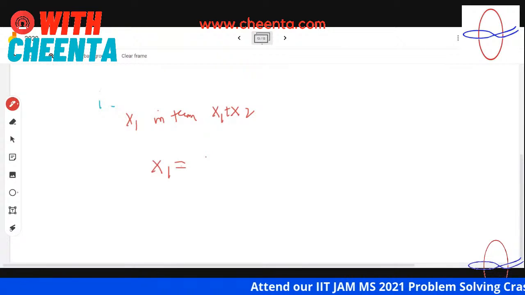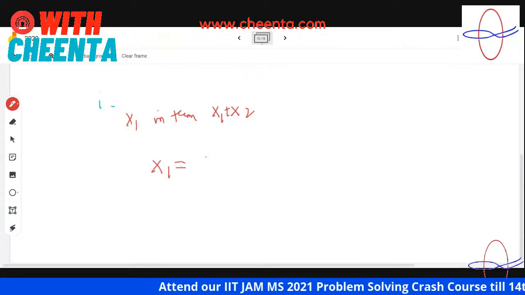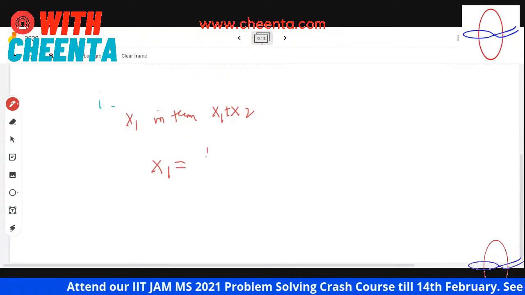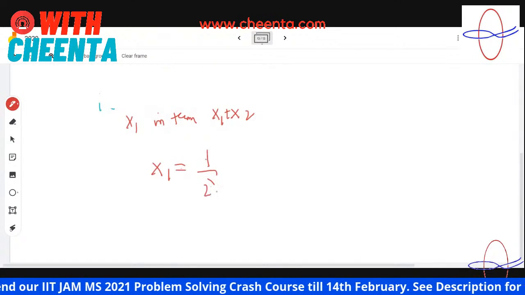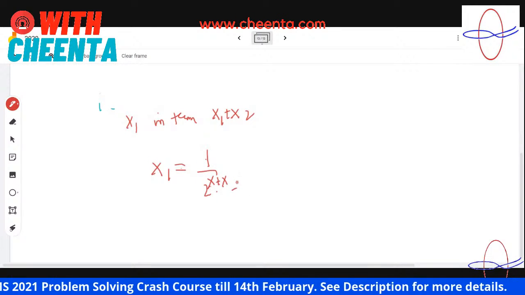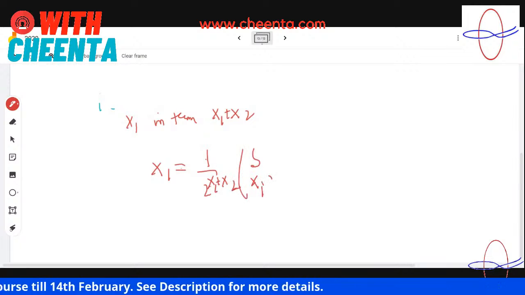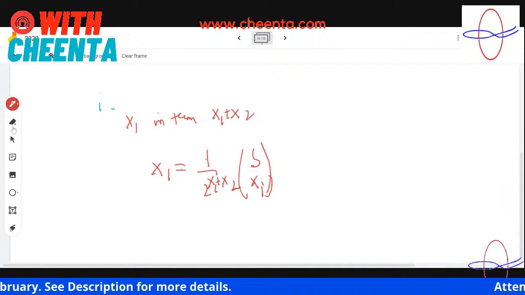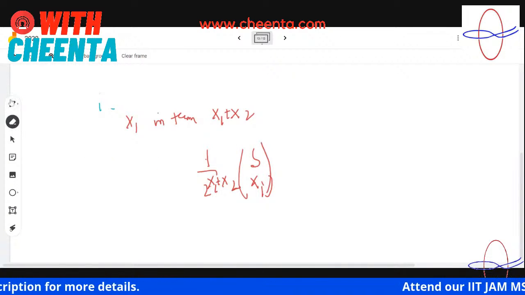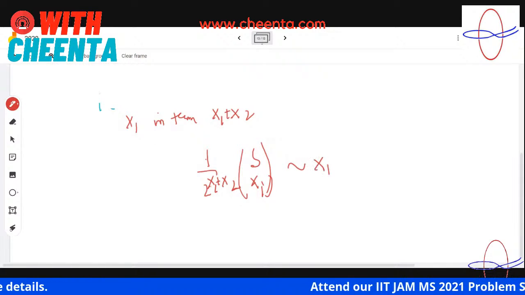One by 2 to the power s. Okay, so he's telling that 1 by 2 to the power x1 plus x2 into s choose xi is same as xi given s. Same as xi given s, right?